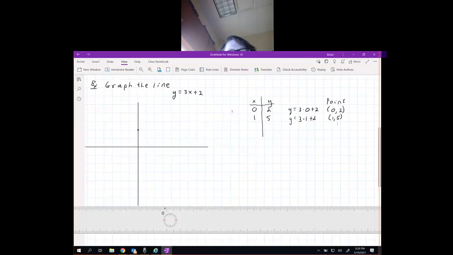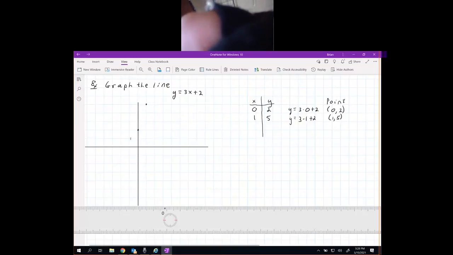So that tells me that I have a point at 1, 5. Starting at the origin, I will go to the right 1, and then I will go up 1, 2, 3, 4, 5. And I'll put a dot up there. Now I can connect these 2 points with my ruler, and that would be what is expected of me here.